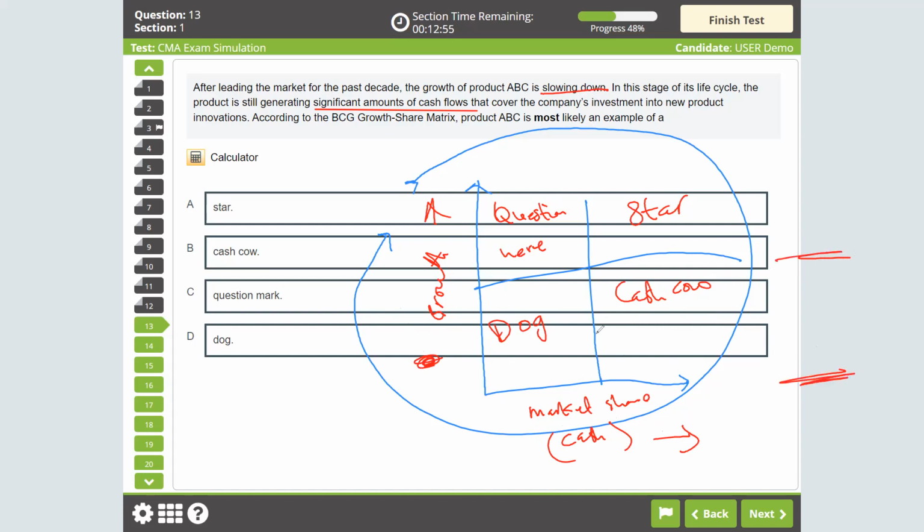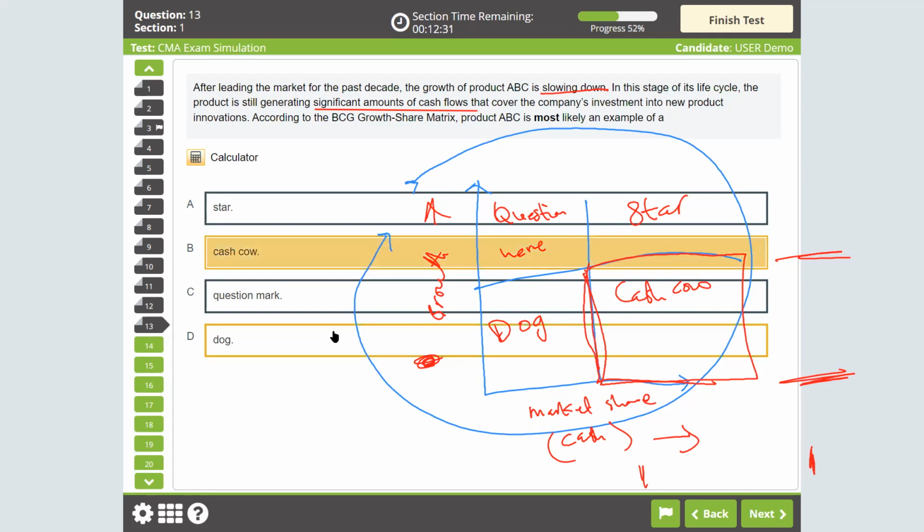All right. And it also says a significant amount of cash. That means it is right here. So it is this box that we are describing. Slow growth and significant cash. So think about market share as cash. Okay, significant cash. So this is describing a cash cow. So doing this, I'm going to go ahead and select B, which is the correct answer, B.